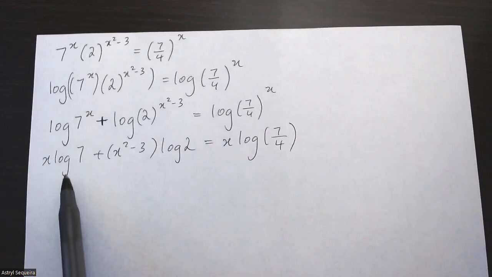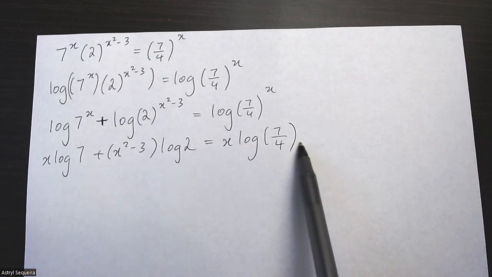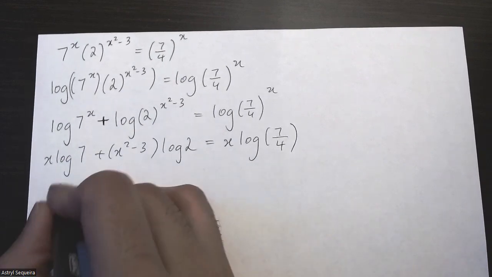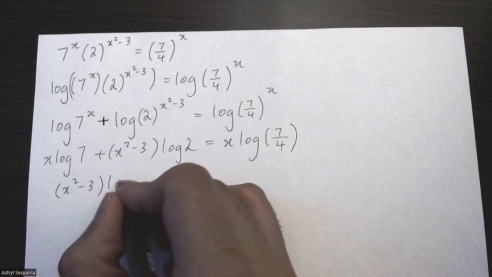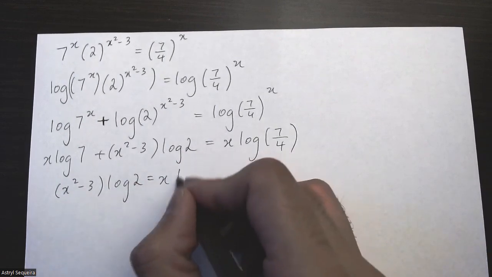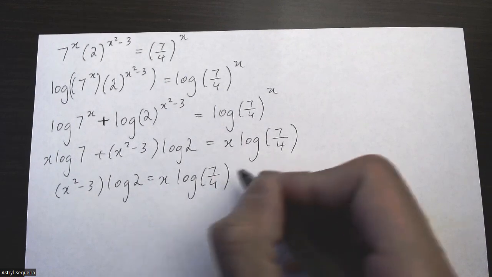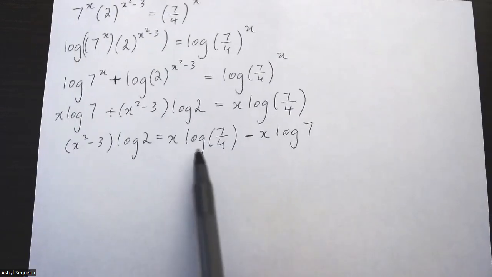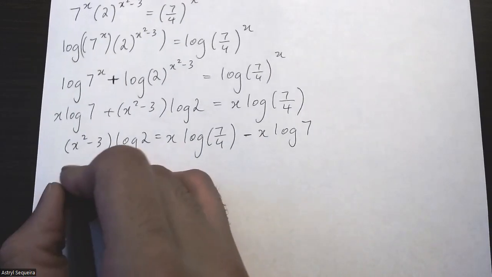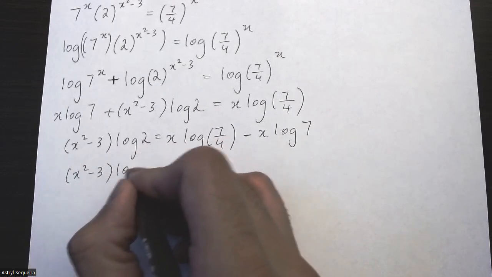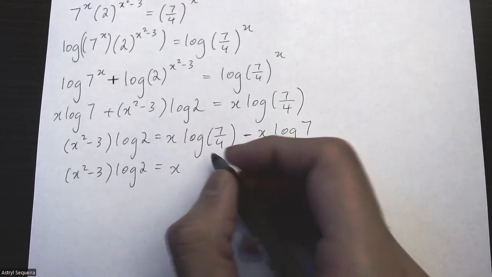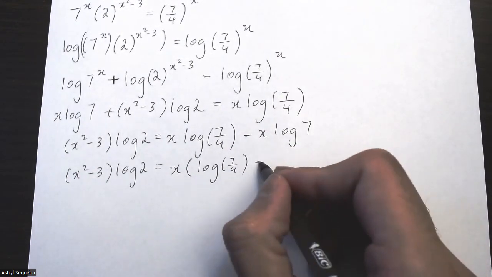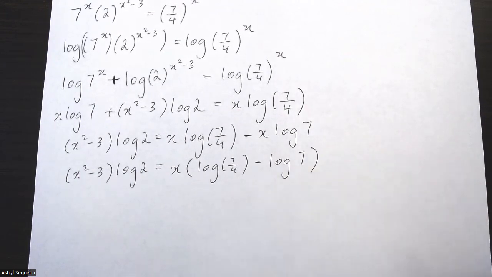Now in this next step, I notice that x log 7 and x log 7/4 are very similar. So I'm going to move this to the same side as this because that's going to be really easy to manipulate and simplify. Now I can just factor out an x on this side here, left with log 7/4 minus log 7.